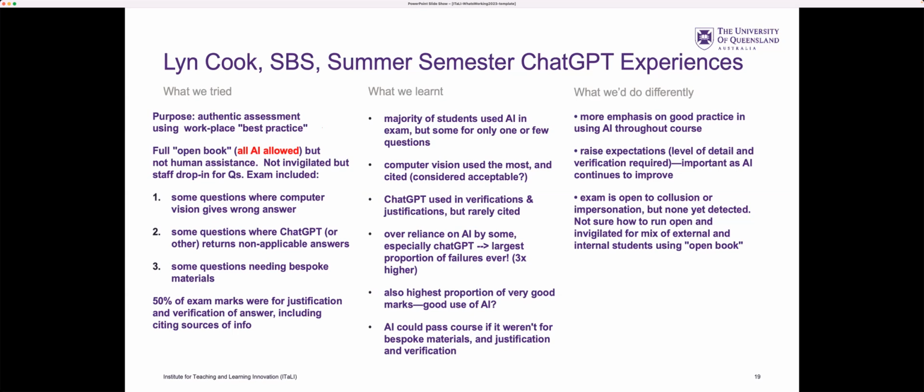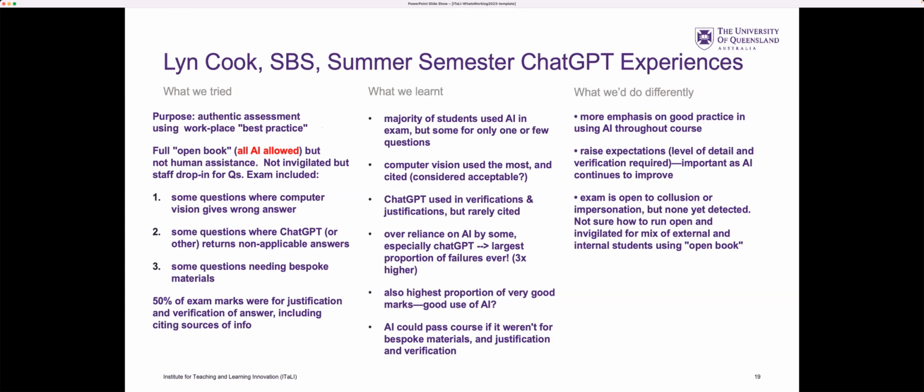What I'd do differently, because of the failures, is put more emphasis on good practice of using AI. It's really important that the students can use it because it's what's expected in the workplace, and we want to be able to assess whether they're using it well or not. Those who failed the original exam, some sat a supplementary exam, and in between I had a session on how to use AI well, and all of the students ended up passing the course, with verifications done correctly and sources cited.